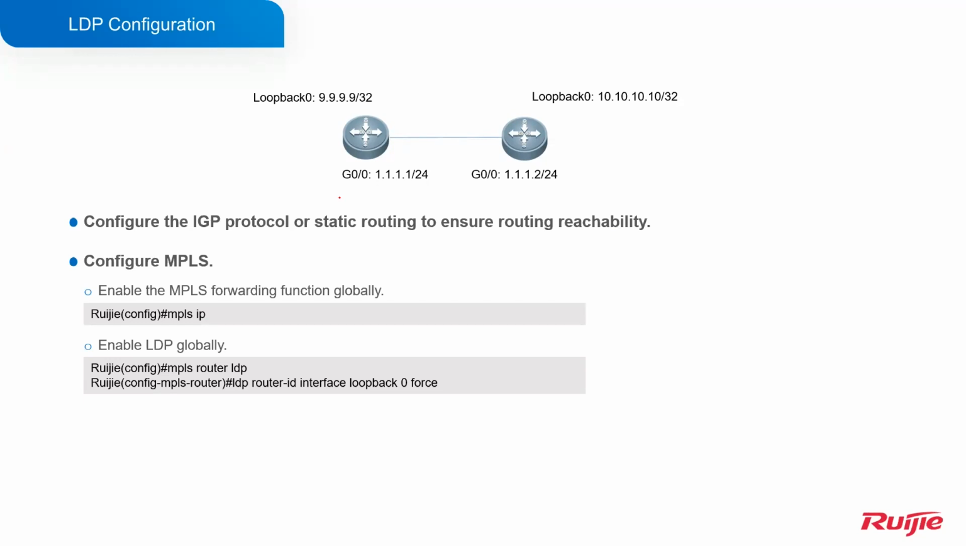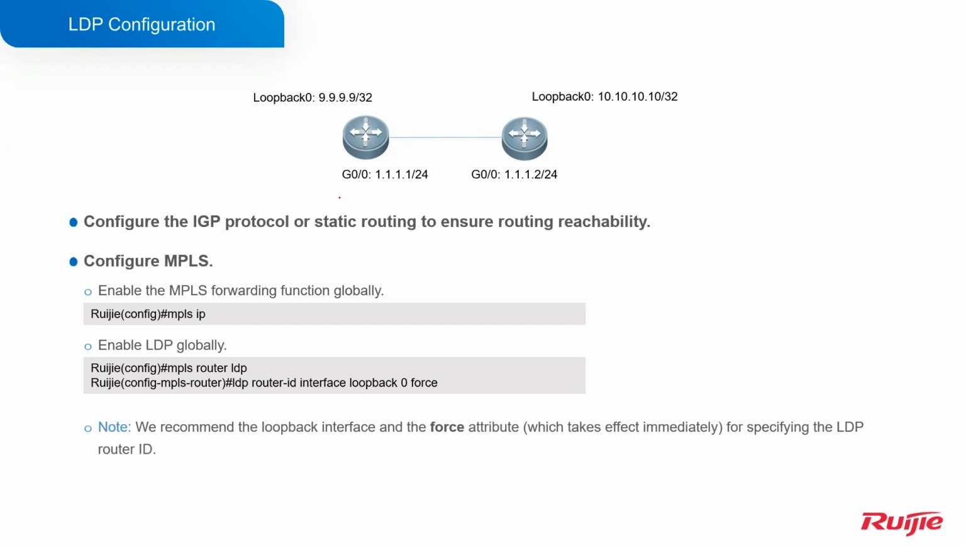So this is the function of LDP. You also have to enable LDP with mpls ldp router-id, and tell the router what your router ID will be. You can directly use interface loopback 0, so the router ID will become 9.9.9.9 for the first router. If you modify the loopback address, it will directly change the router ID. We recommend the loopback interface with the force attribute, which means it takes effect immediately to specify the LDP router ID. Because if you use a physical interface and the interface goes down, your LDP session will be broken.